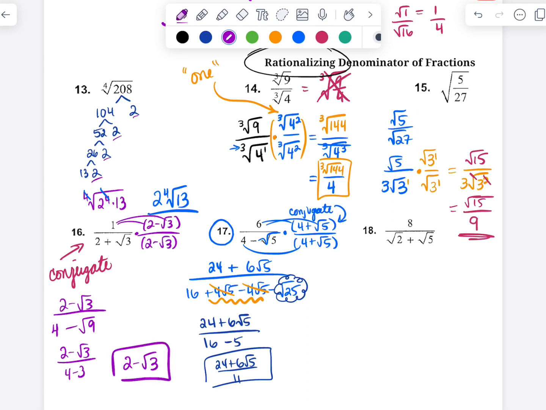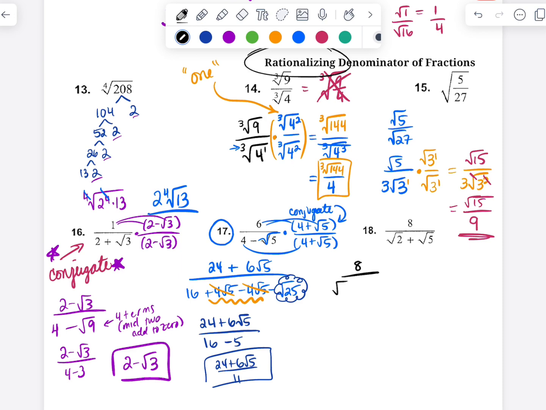Isn't that wild? This is one of the reasons why we rationalize, because then sometimes things become super nice like that. By the way, I do want to point out there were 4 terms under here, but remember the middle 2 add to 0 because it's the conjugate that we're working with, okay? And if you don't believe me, I'll show you that a little bit more clearly with number 18.